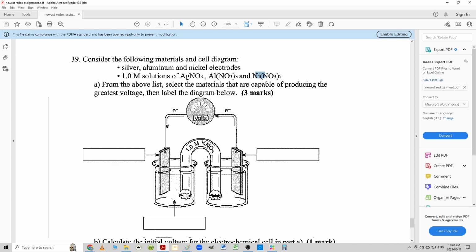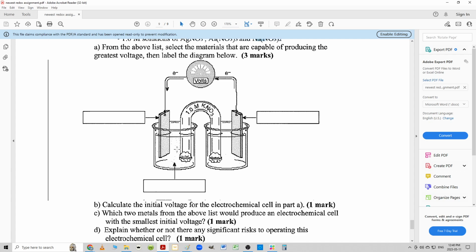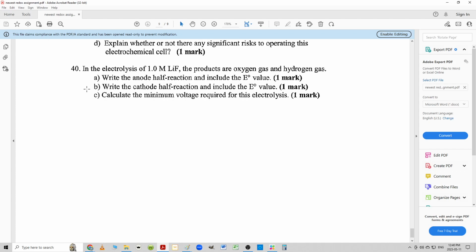The significant risks to operate this would be, it's a good question. Is there anything poisonous in here? Nickel, aluminum, and silver? Good question. I have to think about that.